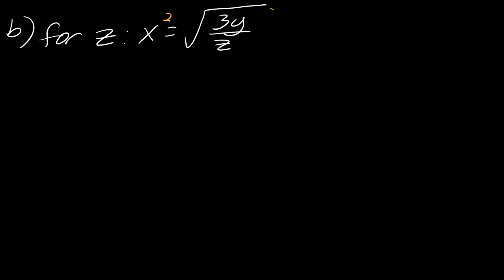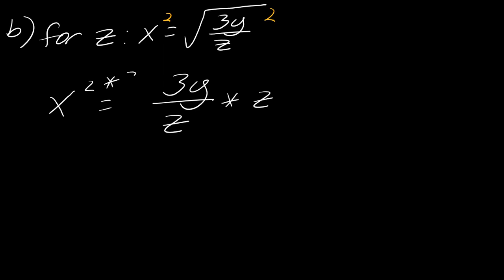Okay, so first things first, I square both sides, so I get x squared equals 3y over z. So this square root was over the whole thing, right? So now that whole square root is gone, and I'm just left with the guts inside of the square root. Okay, cool. So now I have a fraction. So I'll go ahead and multiply both sides by z. So my z's drop out, and now I'm left with x squared z equals 3y.